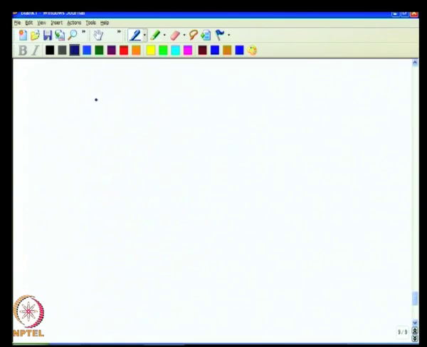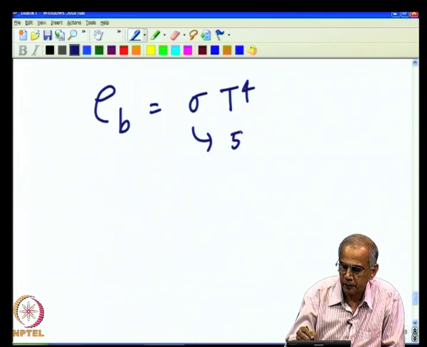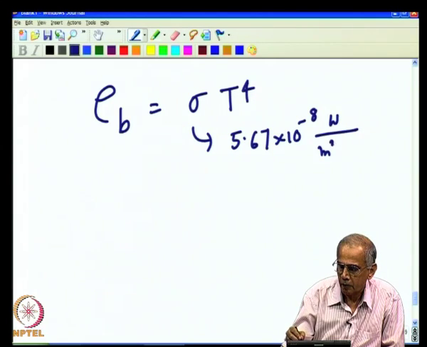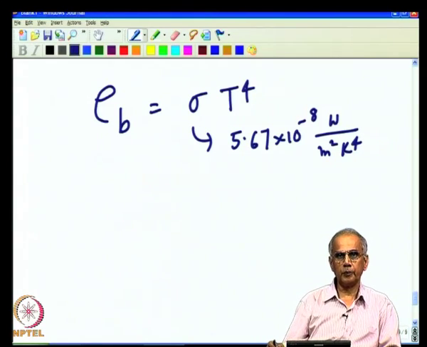So, if we finally write E_b equals sigma T to the power of 4, this quantity can be remembered very easily. It is 5.67 times 10 to the power of minus 8 watts per meter square Kelvin to the power of 4, and this is such an easy number, 5678, that you should never forget it in your lifetime, because it is worth remembering very easily.